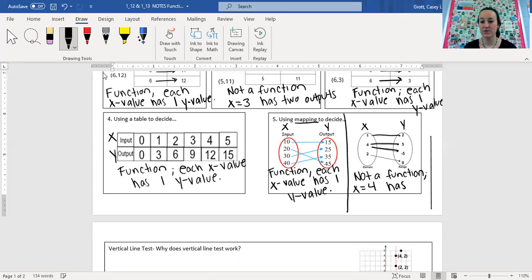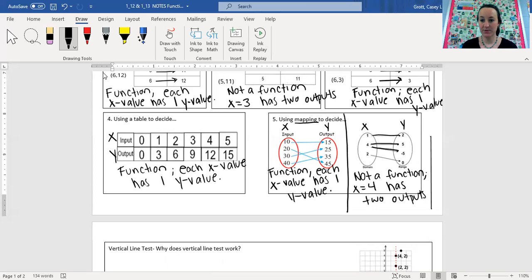Because x equals 4 has 2 outputs. Okay, each x value can only have one y value. That's what makes it a function.